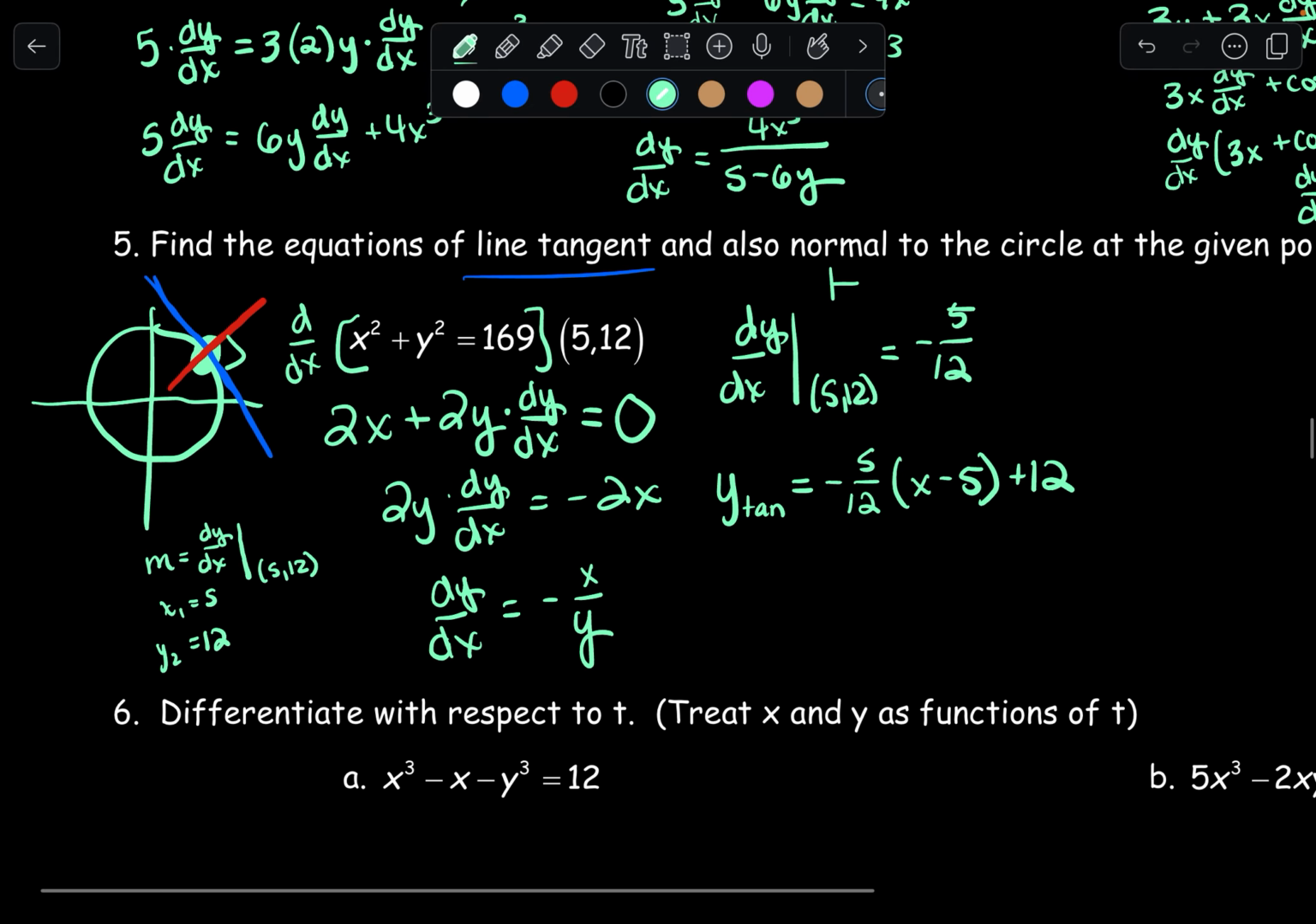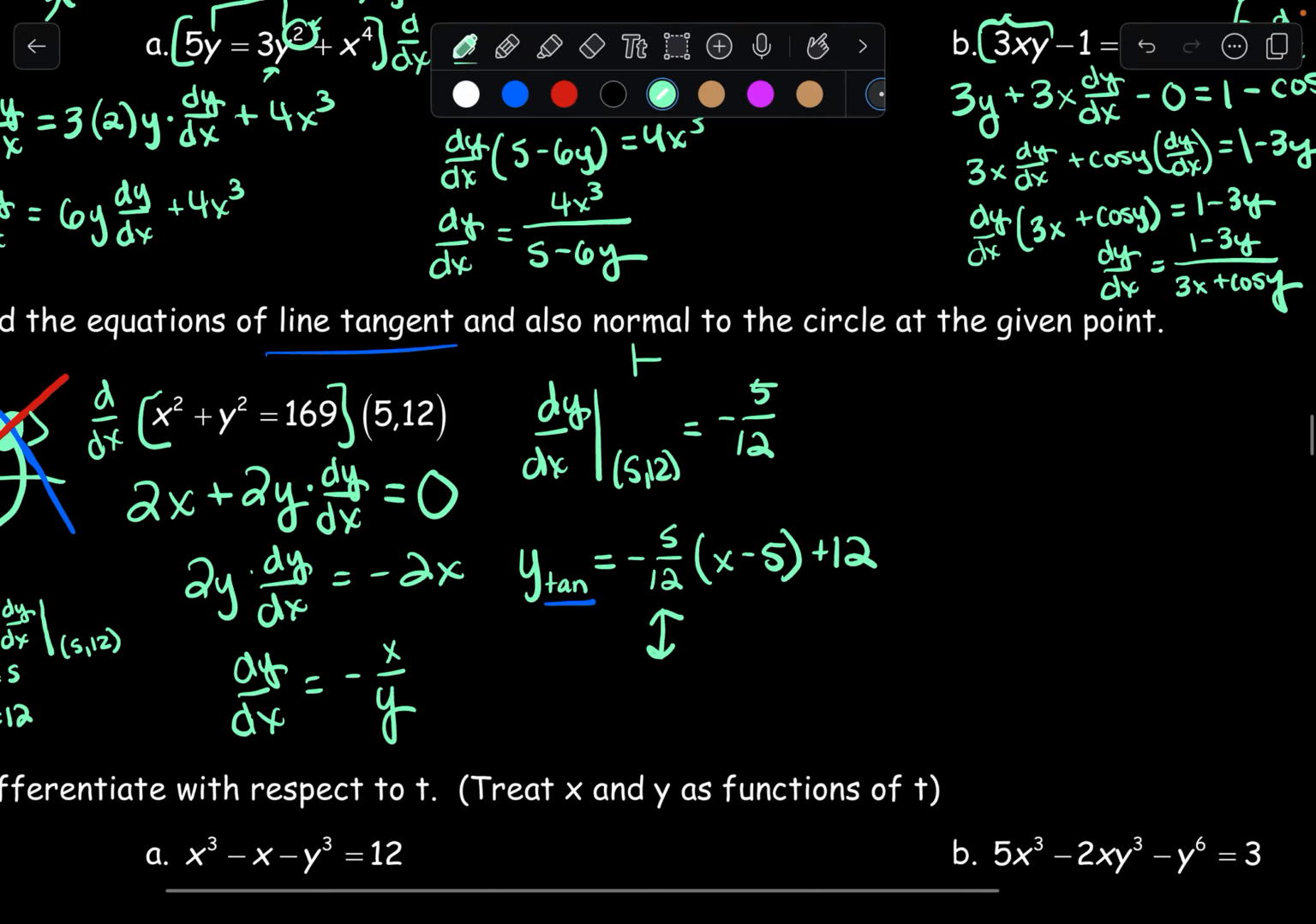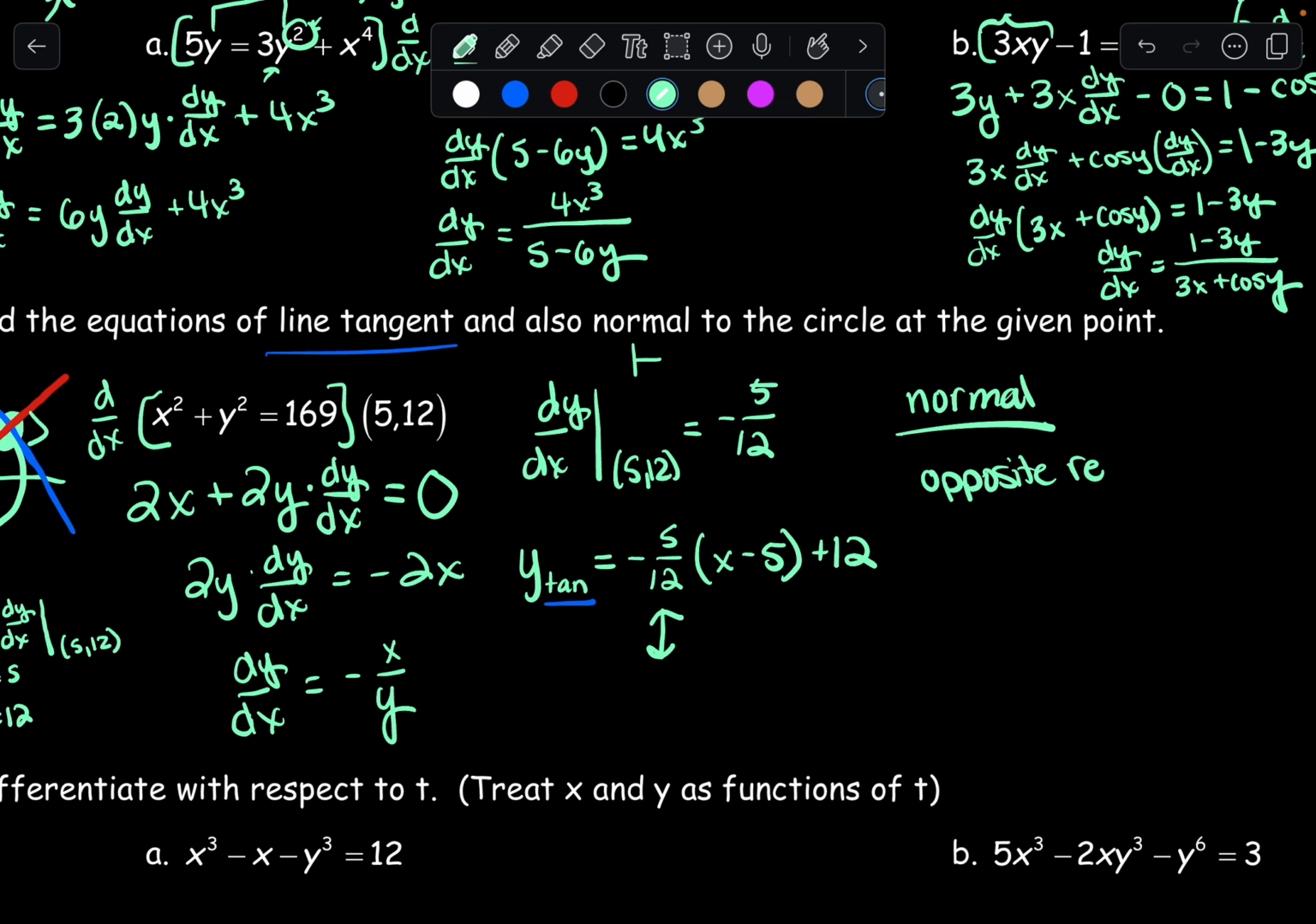So now we're going to find the red line. So this is the blue line. And now we're going to find the red line. Now, to find the red line, to get the line normal to the circle at that point, you just have to use the opposite reciprocal of the current slope, okay? So normal means you use the opposite reciprocal. I would remember this.